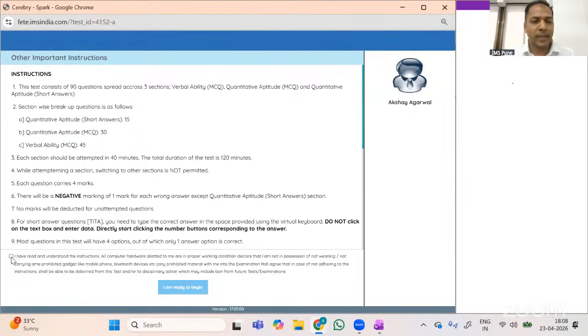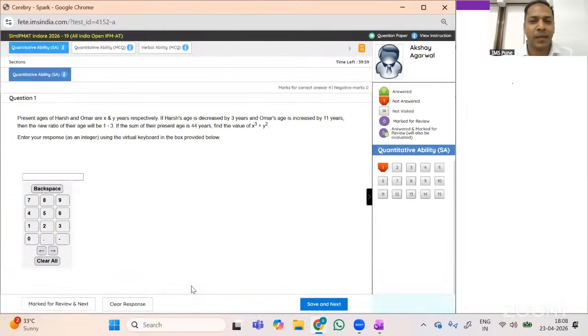All right, so I'll start with the solving. The next 40 minutes is going to be the QA short answer section, 15 questions in 40 minutes. Since I've not seen the questions, I'll approach the section the way I would in any of the tests which I would take. So I'll get started with this. Ready to begin? Yes.